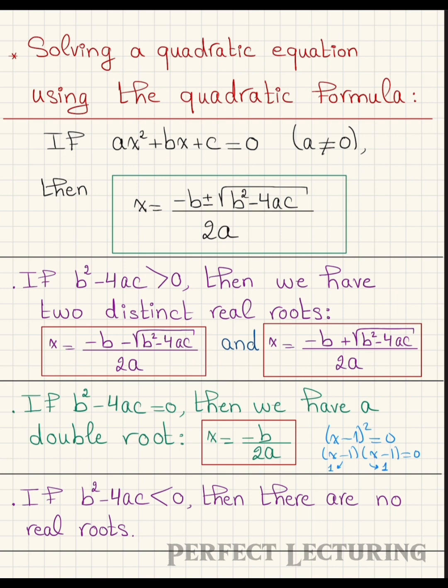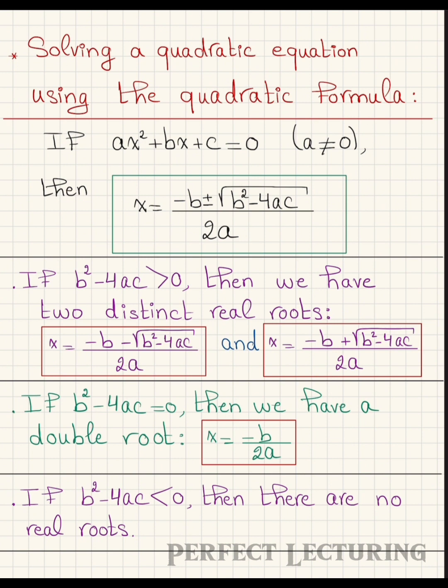The multiplicity means the number of times the answer shows up in the equation. So we can either say we have a double root, or we can say that we have a root of multiplicity 2. So we discussed the case where b squared minus 4ac is positive and equal to 0. So we still have the case where b squared minus 4ac is less than 0.